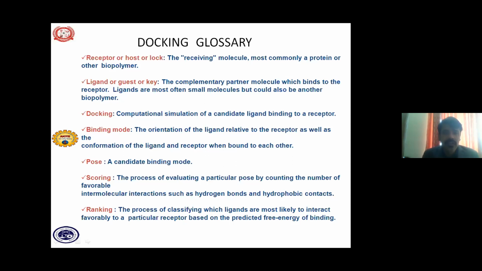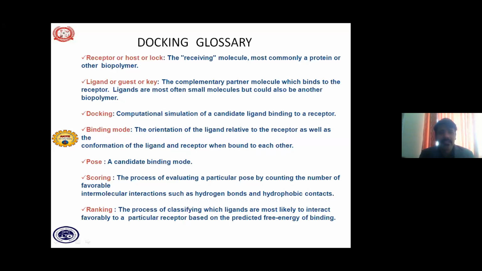Next is the ligand. What is a ligand? It's a complementary partner molecule which comes and binds to the receptor. Most often ligands are small molecules, but they could also be other biopolymers. Next term is docking. What do you mean by docking? Docking is a computational simulation of a candidate ligand binding to a receptor. So you can understand that receptor and ligand binding is called docking.